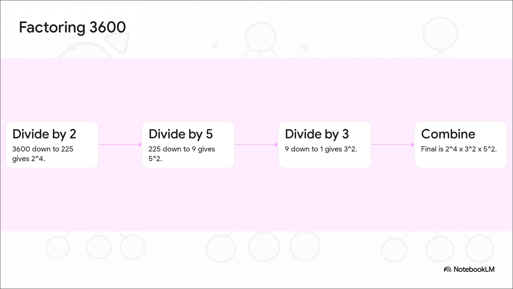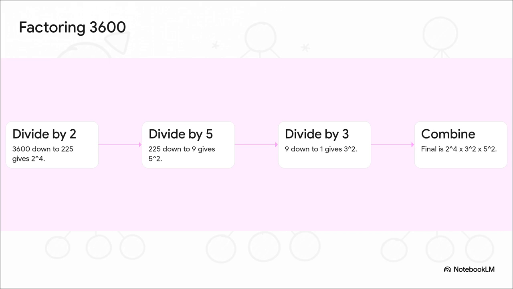Divide by 2 repeatedly, 3,600 down to 1,800, then 900, 450, and 225. That's 4 times, so 2 to the power of 4. Now, 225 ends in 5. Divide by 5 to get 45, and again by 5 to get 9. That gives us 5 squared. Finally, 9 is 3 times 3, so 3 squared.